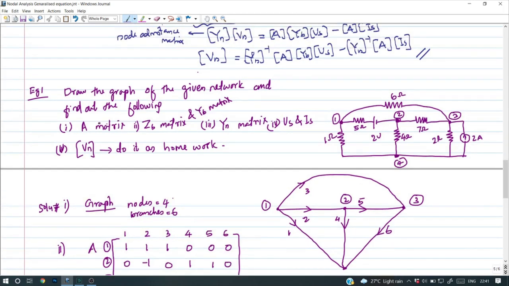What is Vs? Source voltage matrix, source current matrix, and Vn node voltage matrix. That you can easily find out by means of this equation. If you know all these things, you can just substitute them in this equation and you can find that one. So that I am giving to you as homework.